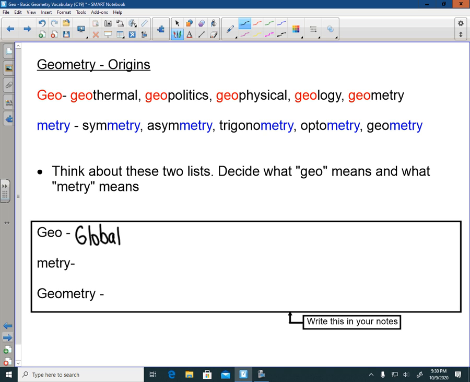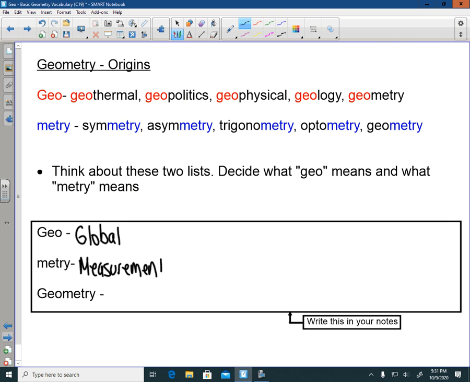Now, metry comes from words like symmetry, which means of equal measure. Asymmetry means that it's not equal measure. We have trigonometry, which is another type of measurement. It's a mathematics of measurement. We have optometry, which is the measurement of the eyeball and taking care of your eyes. And then, of course, geometry. And so, metry seems to have something to do with measurement, and that is exactly the idea.